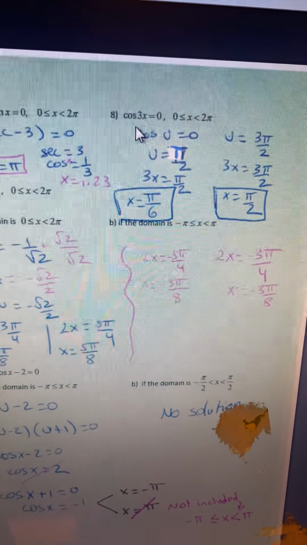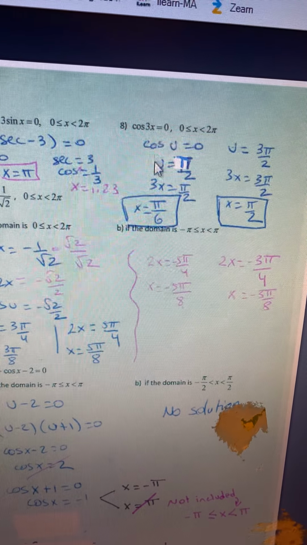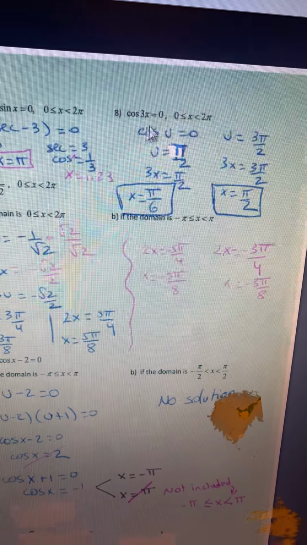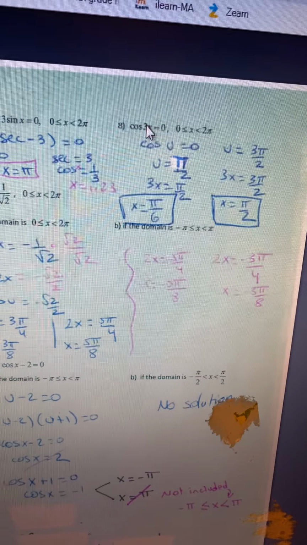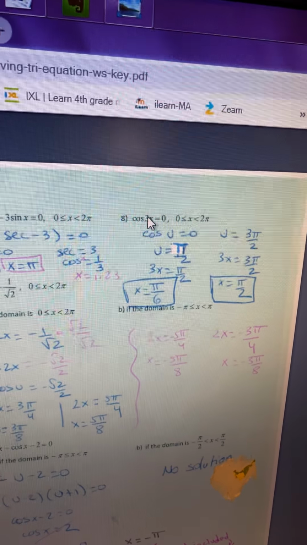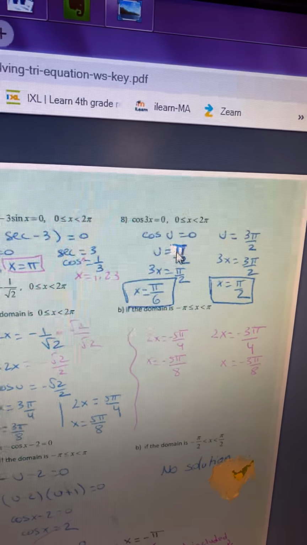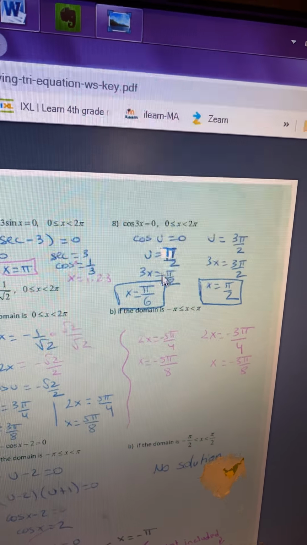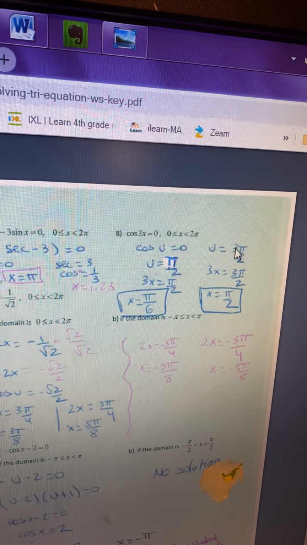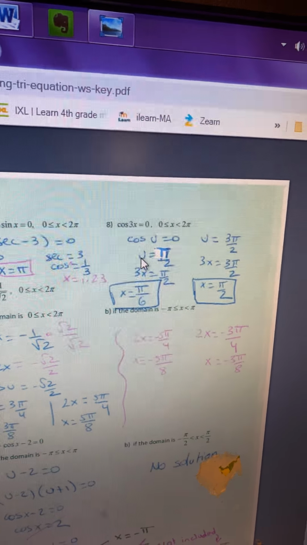Number 8, cosine of 3x equals 0. I know this is a little tricky, it threw some of you off. That 3, ignore it. Just put a t if you want. Cosine t equals 0. Which angle t has a cosine equals 0? Or u, I used u here. The pi over 2 and the 3 pi over 2. So those two have a cosine equals 0. But this is not u, it is 3x.